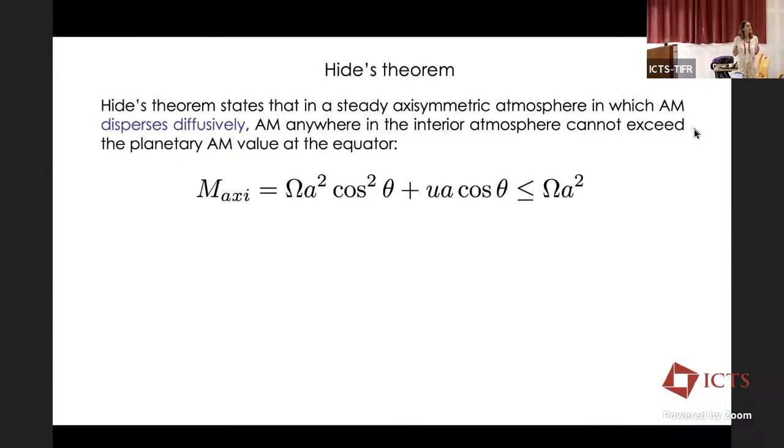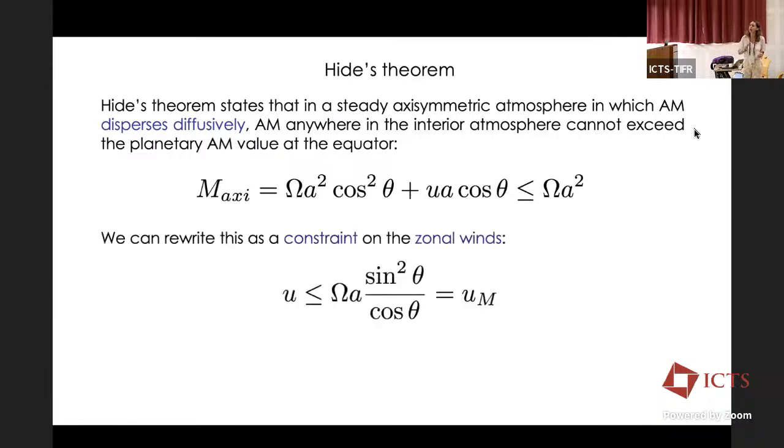Okay, so now we can turn this into a constraint on the zonal winds that can be attained anywhere in an axisymmetric atmosphere. And this is what we get. Anywhere in this axisymmetric atmosphere, the zonal winds need to be smaller than or equal to the angular momentum conserving winds, which are proportional to the sine squared of latitude and inversely proportional to the cosine of latitude. I'm sure that you have seen these angular momentum conserving winds in the lecture before. I think there were also some estimates of how big they would get if angular momentum is strictly conserved.